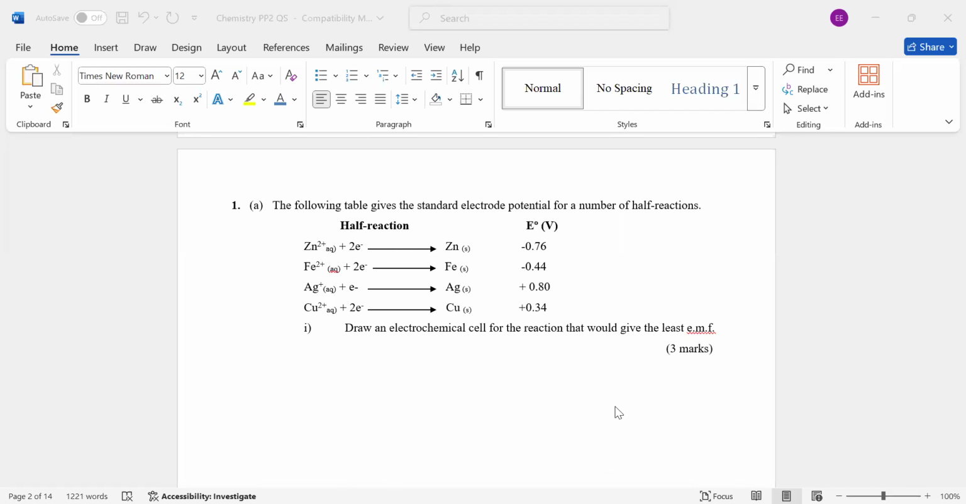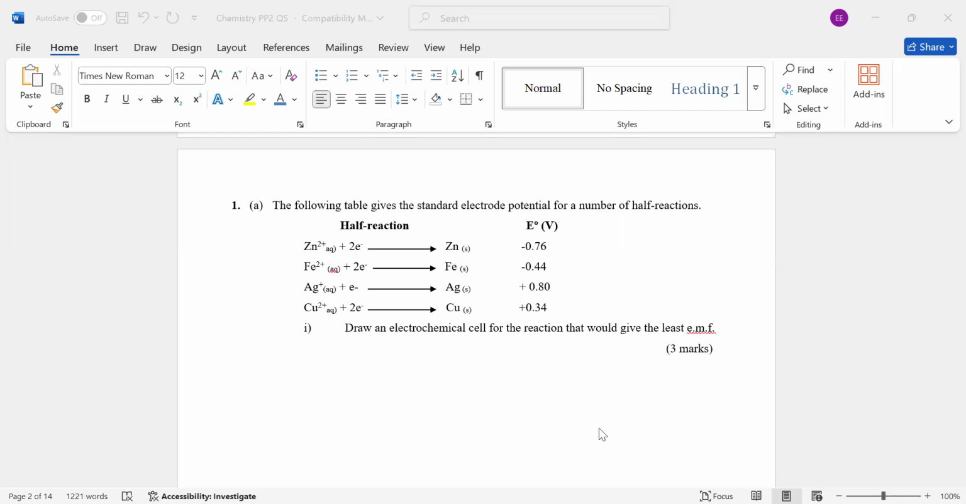Then you'll have the other side, which is now the right-hand side. The right-hand side is where you're now going to have the cathode. The cathode is where we now have the gain of electrons. Remember, electrons lost at the anode are gained at the cathode. So the electrons must first be lost at the left-hand side, and then they are gained at the right-hand side, the cathode.